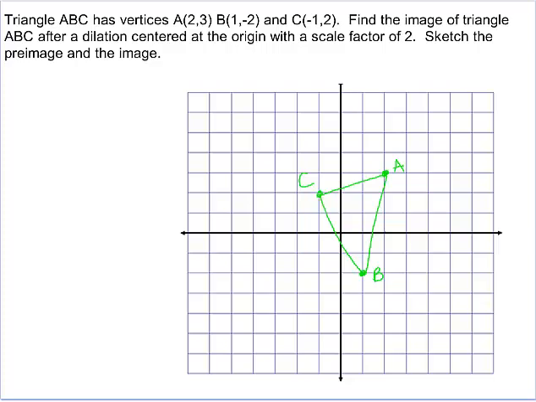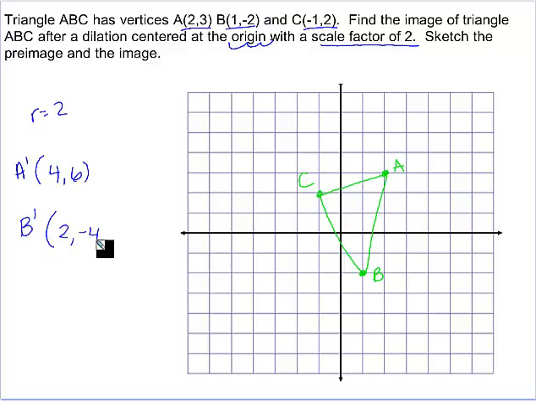All right, now we want to find the image of the triangle ABC after a dilation centered at the origin with a scale factor of 2. So if we have a scale factor of 2, that's our r value, which is 2. So we just need to multiply each of these coordinates by 2 because we are centered at the origin. So A prime, our new value, would be (4, 6). B prime, our new point, would be (2, -4). C prime, our post-image point, would be (-2, 4). We just took each of those and multiplied by 2.